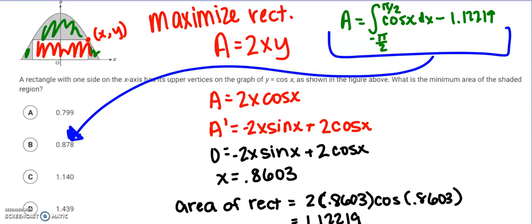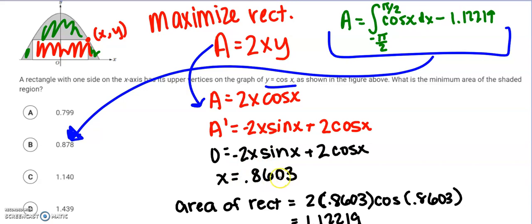Okay, so this one, I mentioned at the very end how you would do it, and then I didn't actually do it. So you want to maximize the red rectangle, which would be something that we've done in the past. So the area would be 2x times y, but we know that y was equal to cosine of x. So really our area right here is what we're trying to maximize. So take the derivative, set that equal to 0.